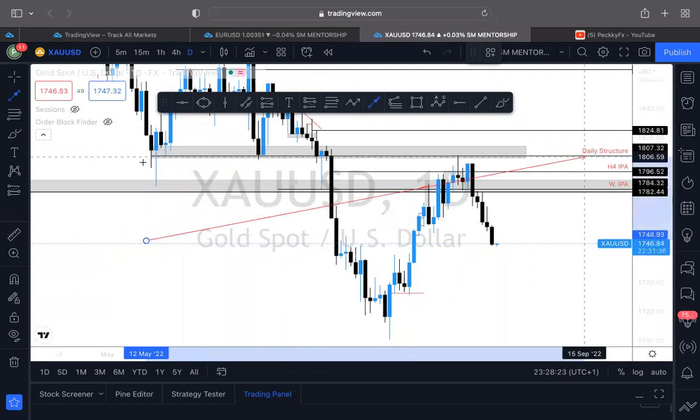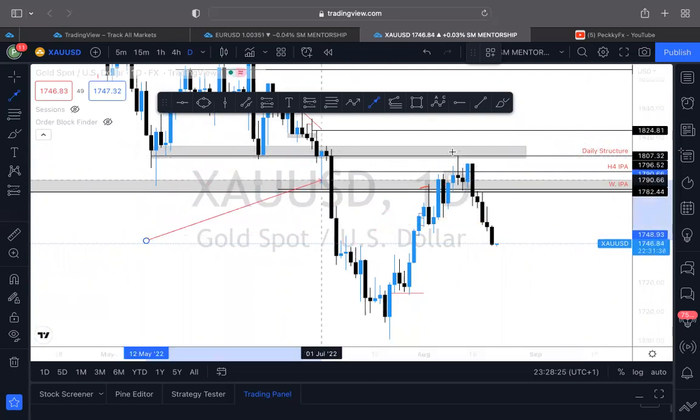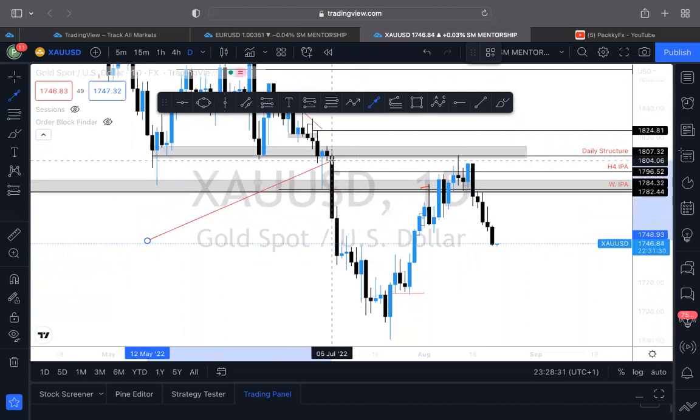The IPA, the daily structure, the support being broken, the market coming back, the market left in balance on the daily time frame. Checking on the 4 hours time frame, you can also look for the possible points where you can start entering the trade.